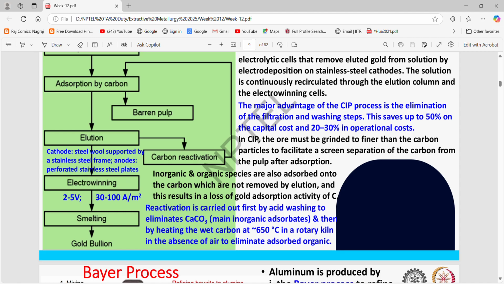Inorganic and organic species are also absorbed onto the carbon which are not removed by elution, and this results in a loss of gold absorption activity of the carbon. So this carbon can be reactivated only some times. After that you have to throw it away. Reactivation is carried out first by acid washing to eliminate CaCO3, and then by heating the wet carbon at around 650 degrees Celsius in a rotary kiln in the absence of air, to eliminate absorbed organic particles, which get decomposed in the calcination, or we can say roasting process, in the absence of air. So these organic compounds are removed from the carbon.